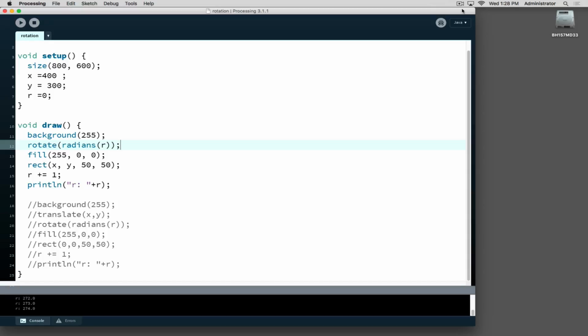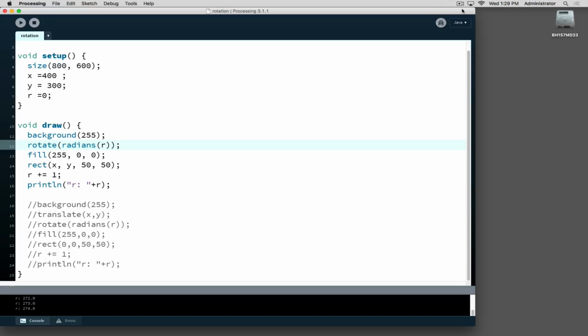Working with rotation in Processing, one of the key things to remember is that Processing measures rotation in radians. Radians are a unit of measure similar to degrees. It would be kind of like talking about distance being measured in inches or millimeters or feet and meters. So it's two systems describing the same thing.